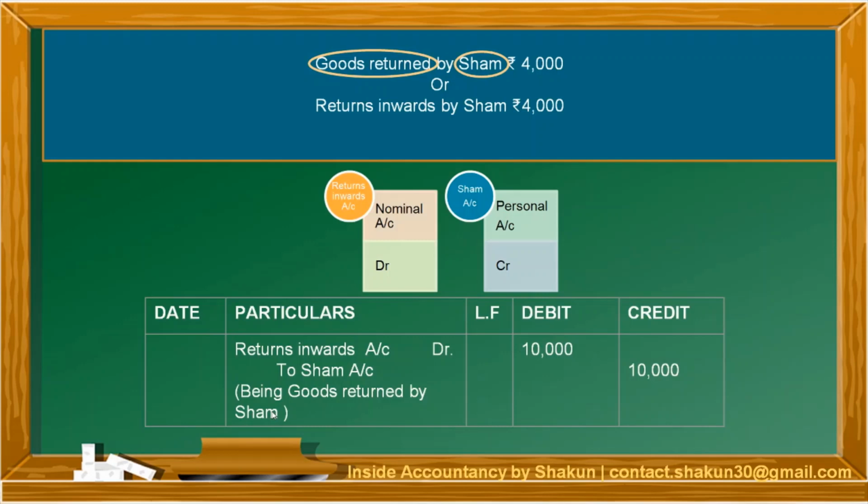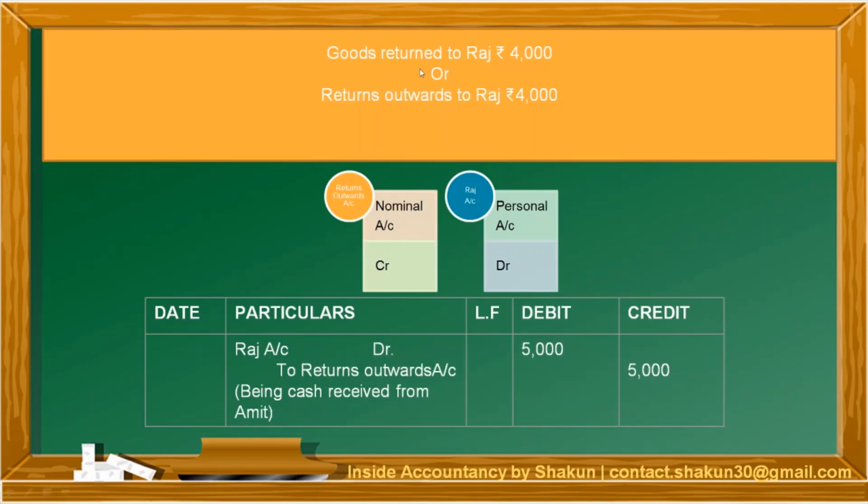Moving on, goods returned to Raj, return outwards to Raj. So now we are returning the goods which are not matching our standards or which may be defective. So we are returning. That means we must have made purchases from Raj and now we are going to return it back. So we call it return outwards because goods are going out, and we also call it purchase return.